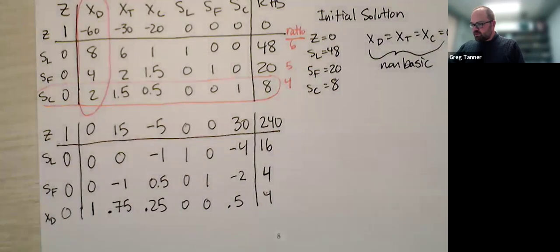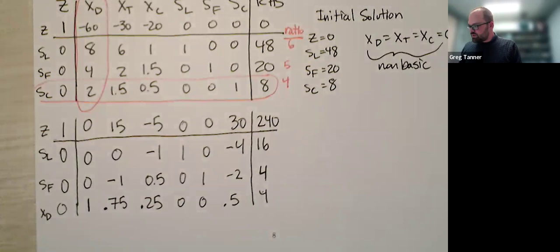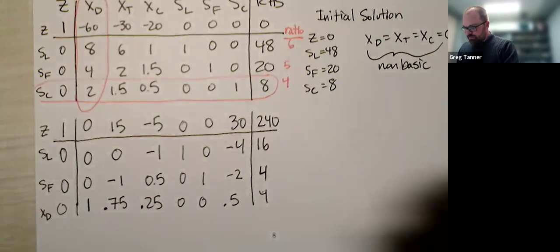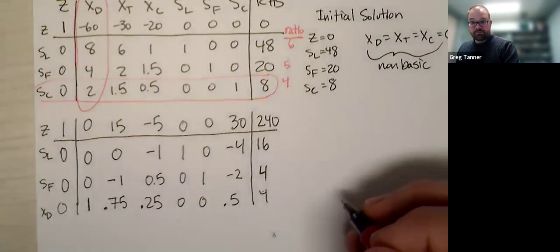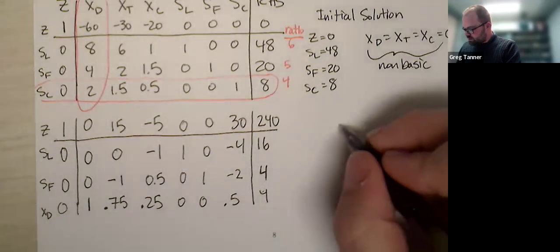If you need to slow down, do this by practice, okay? So next up, we repeat. So we ask the question, is it optimal? Actually, before we ask this, let's ask the question, what's the solution?